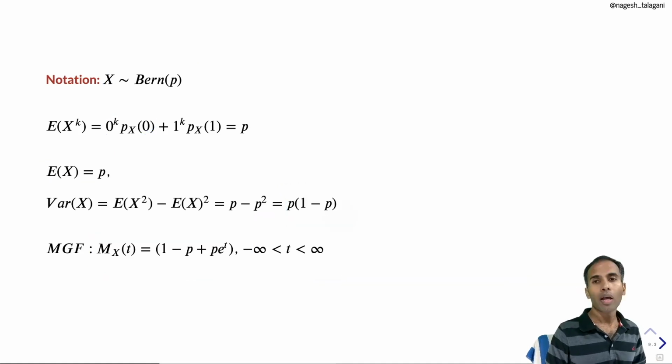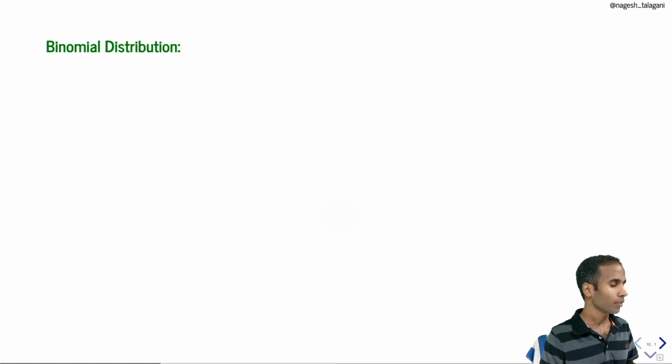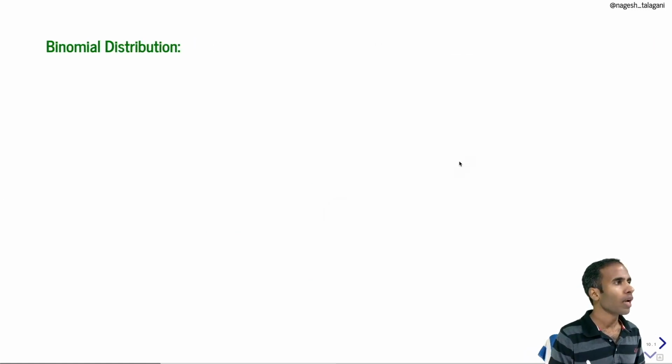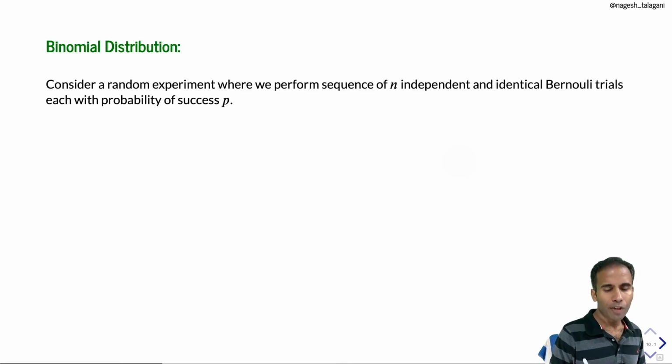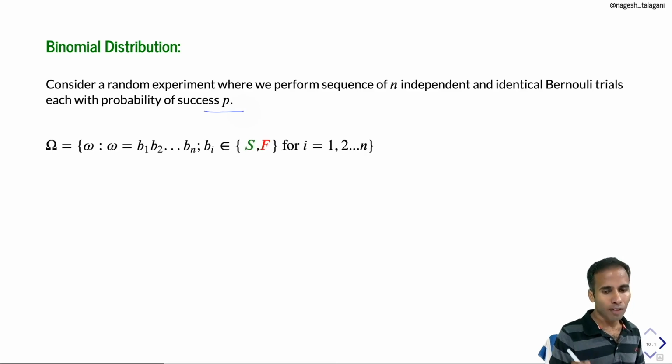Fine. Next, we are going to look at a generalization of the Bernoulli distribution, called the binomial distribution. Consider a random experiment where we perform a sequence of n independent and identical Bernoulli trials, each with probability of success p. Here the sample space omega consists of outcomes which are sequences of successes and failures of length n, like b1, b2, and so on up to bn, where each bi is either success or failure for i equal to 1 to n. This is the sample space.